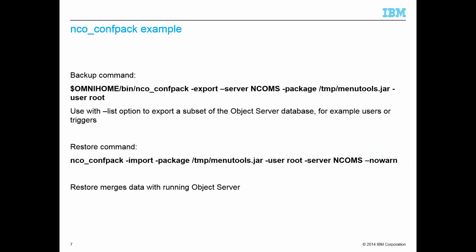You could use it with the list option to export a subset of the object server database. The list option creates a file that has all of the different components that you can export, and you can pick and choose what you would like to export. For example, you could choose your menus and tools, or just your users. It can be very handy if you want to copy users only from one system to another. You could do an NCO Compact export and then copy them to the other system. The one thing you have to worry about with NCO Compact is it does a merge, not an exact copy or clone. So if you copy things like your users, you have to make sure that the user IDs remain the same.